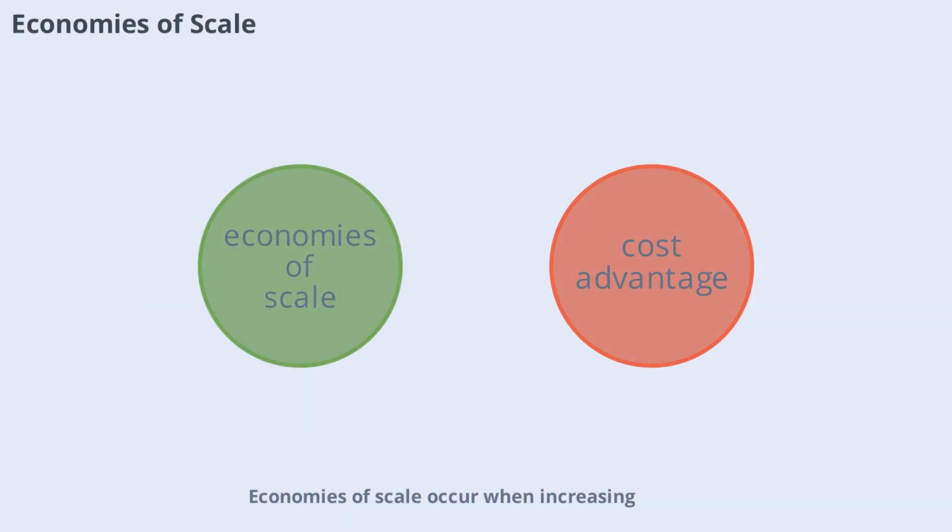Economies of scale occur when increasing production lowers the average cost per unit. This happens because fixed costs are spread over more units and firms can take advantage of bulk purchasing or specialized labor. Large firms often benefit from economies of scale, giving them a competitive edge in the market.